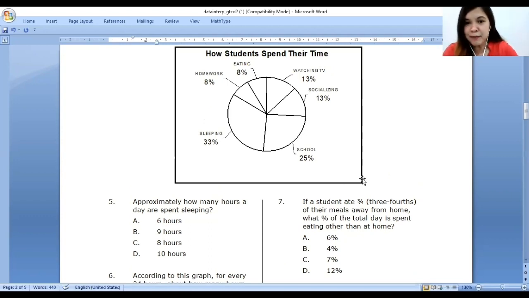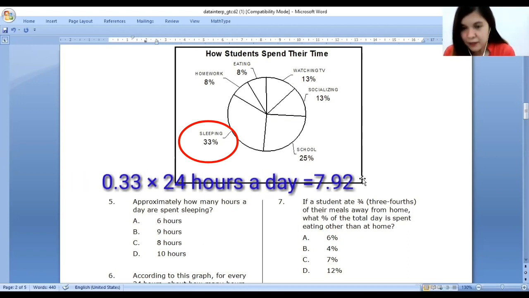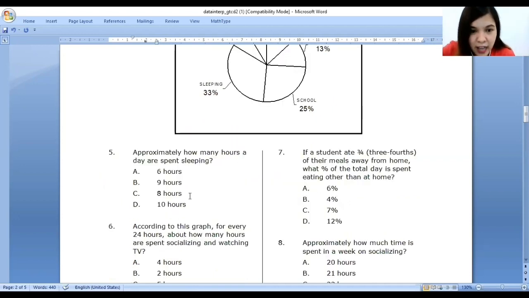Then, our first question: approximately how many hours a day are spent sleeping? In sleeping, we have 33%. That's a rate, so you need to convert it to a decimal. We know that in a day, we have 24 hours. So sleeping, 0.33, times 24, the answer is 7.92. It says approximately, so if you round it to the half, the answer is 8. So, the answer here is 8 hours, letter C.